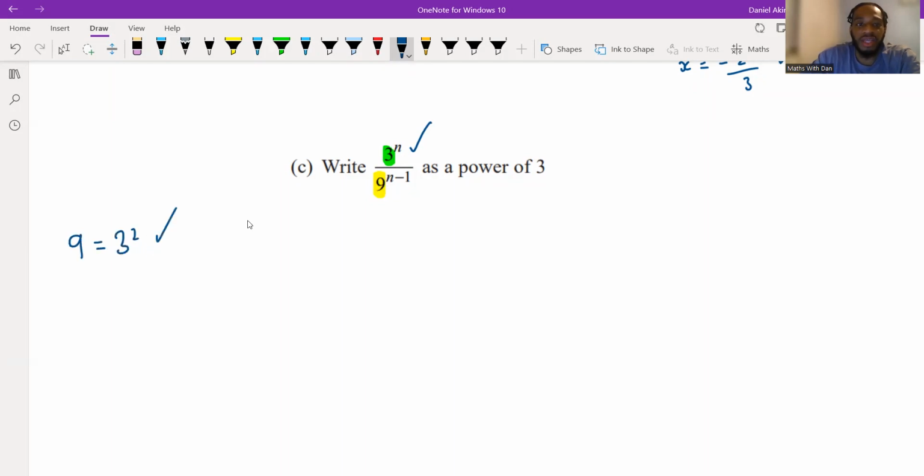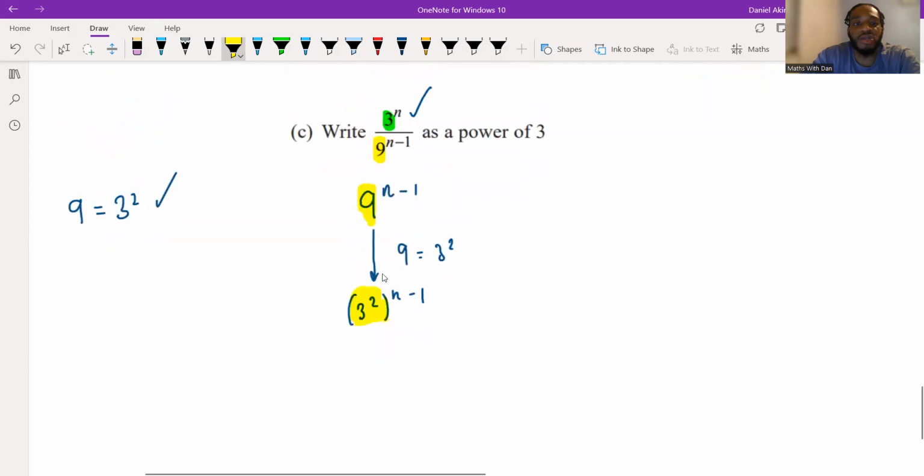So what I can do then is say, well, if I have 9 to the n minus 1, right? I can replace this 9 with 3 squared. I'm going to write 9 is equal to 3 squared. So therefore, this becomes 3 squared, right, to the power of n minus 1. Can you see? And also be very careful, I need to put a bracket here, yeah? Because it's 3 to the power of 2. So this is the same thing, right?